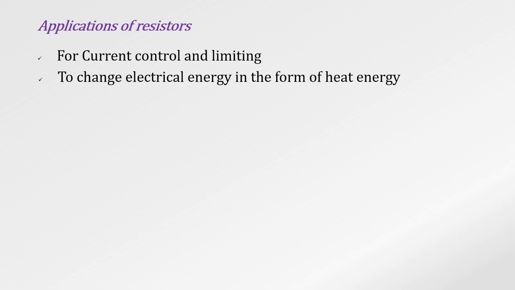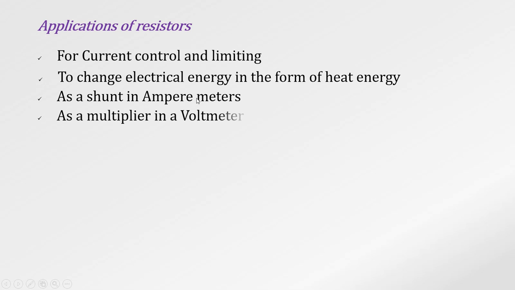Where are resistors applied? What are the applications of resistors? Wow, there are so many. Of course, as we have seen, to control and limit current, the amount of current flowing through a circuit, to change electrical energy in the form of heat, to act as a shunt. To act as a shunt, what is a shunt? A shunt is simply a resistor which is connected in parallel or across a small device which measures small currents, like a galvanometer, to act as an ammeter.